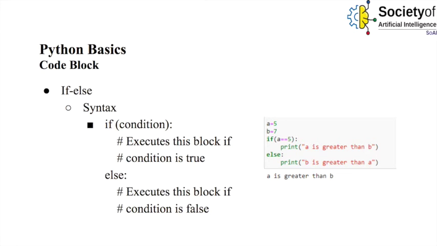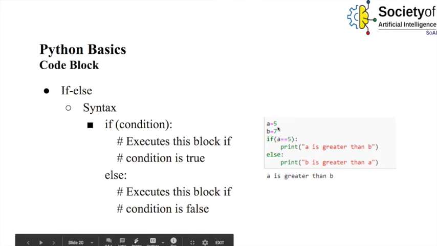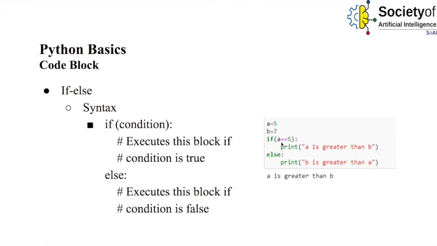So let us take an example over here. If the condition inside these brackets holds true, then it will execute this block only, but else will execute if the condition over here was not true. So here we have a equal to 5, b equal to 7. It is checked whether a is equal to 5. That is true, a is 5 over here, so this condition will execute this statement, and else will be ignored over here.